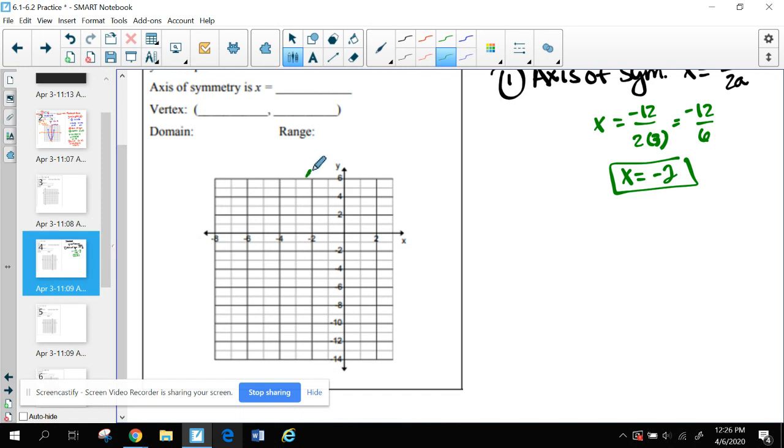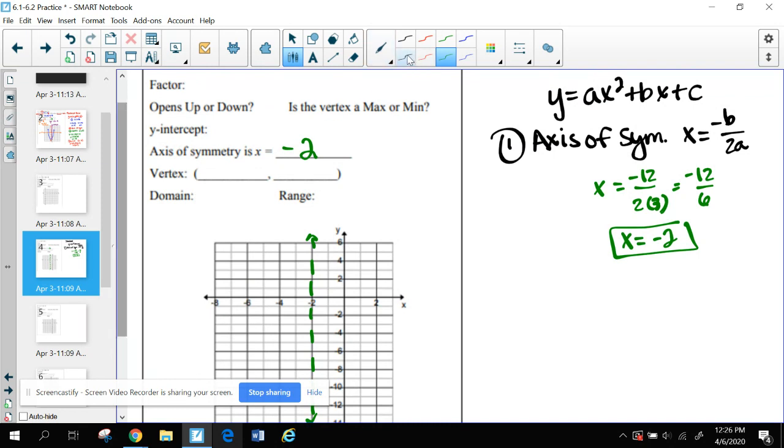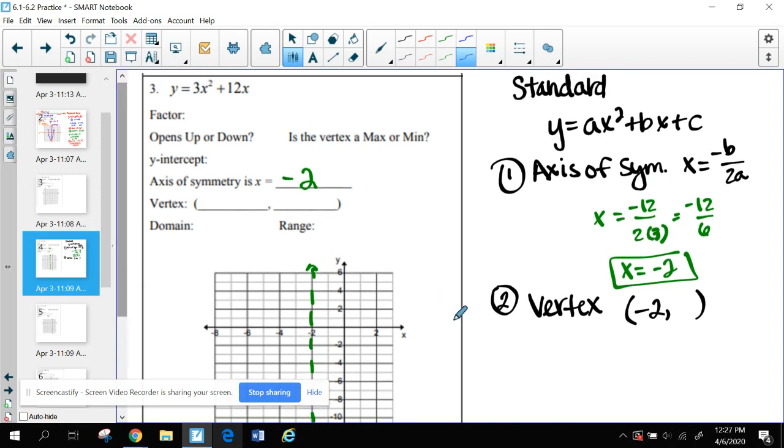So I can draw on my dashed vertical line at negative 2 to show that's my axis of symmetry. I can also fill that into our problem. After we find the axis of symmetry, step 2 in standard form is to plug it in to find the vertex. So I know the vertex is going to be at negative 2, something. We need to actually plug this into the equation to find that.